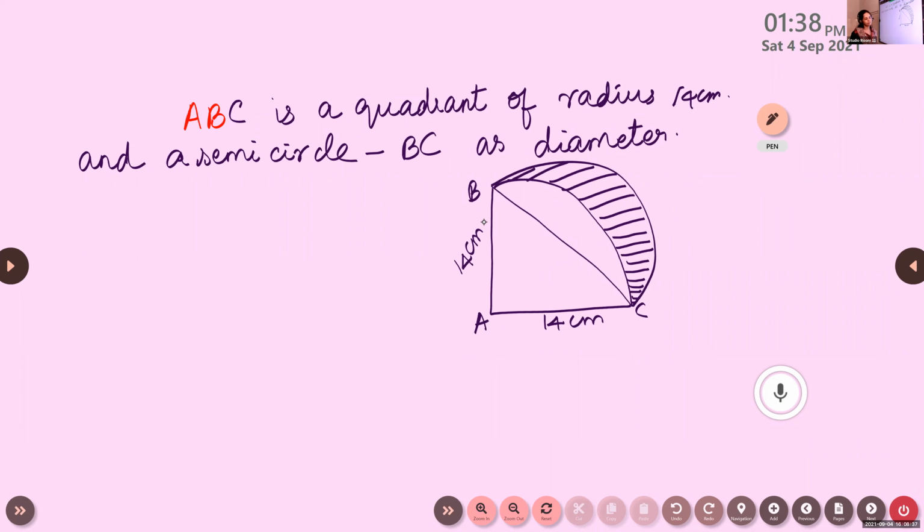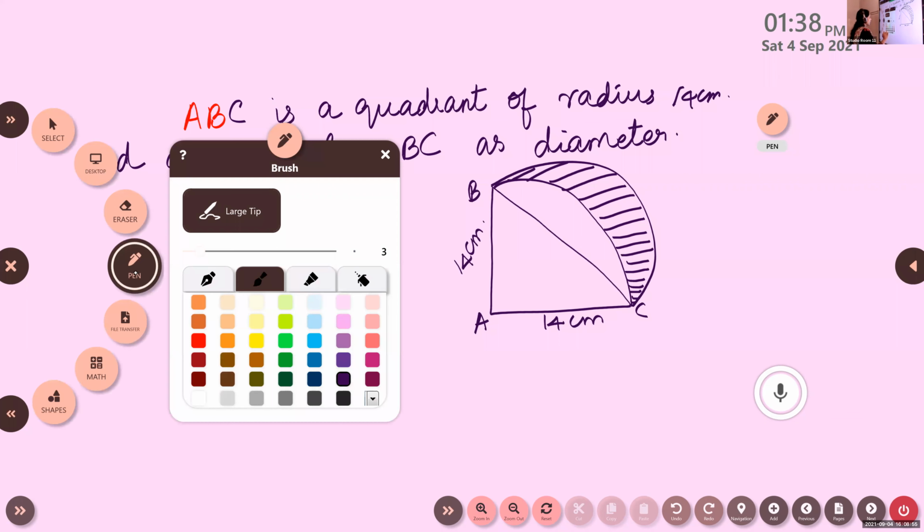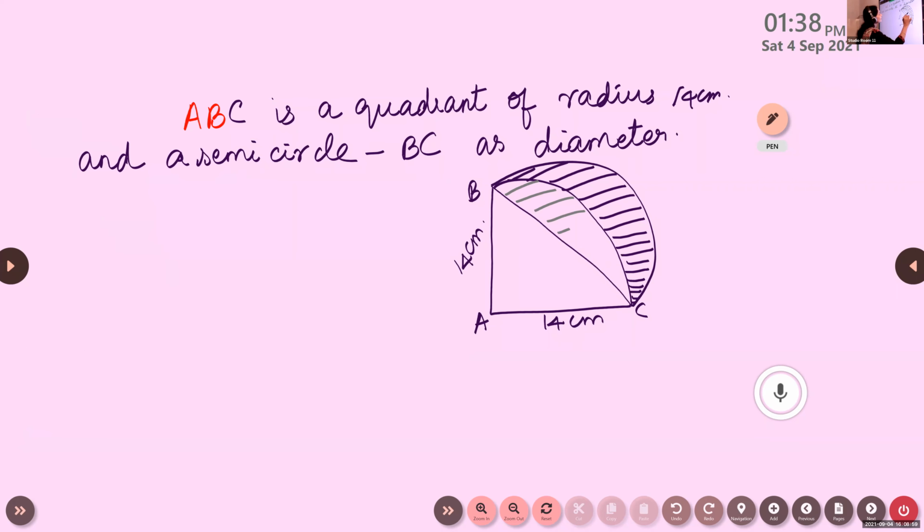How to do this? Yes. Area of the semicircle minus the small part. What is the small part? That is what you have to identify. Your answer is correct. What about the smaller part? It is the segment.